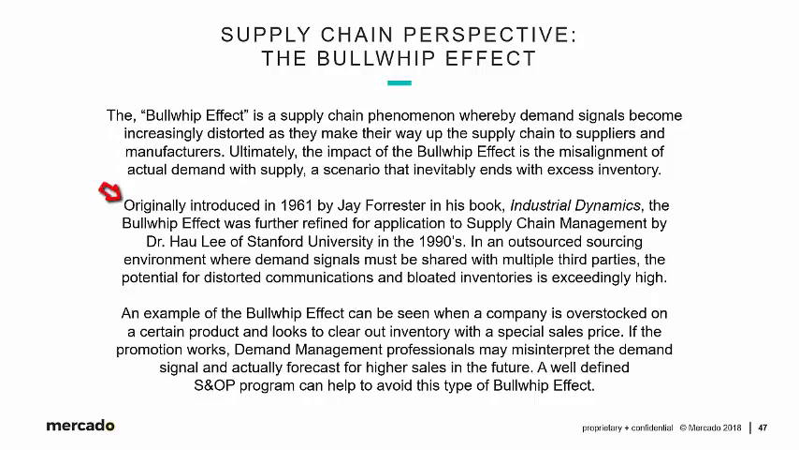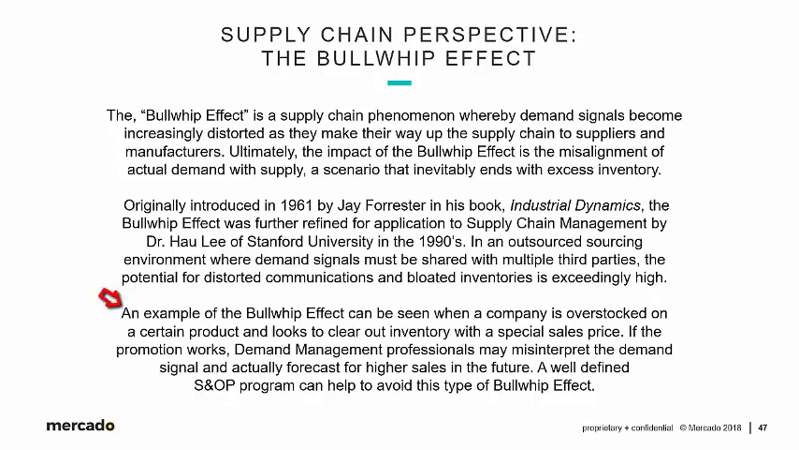Originally introduced in 1961 by Jay Forrester in his book Industrial Dynamics, the bullwhip effect was further refined for application to supply chain management by Dr. Hau Lee of Stanford University in the 1990s. In an outsourced sourcing environment where demand signals must be shared with multiple third parties, the potential for distorted communications and bloated inventories is exceedingly high.